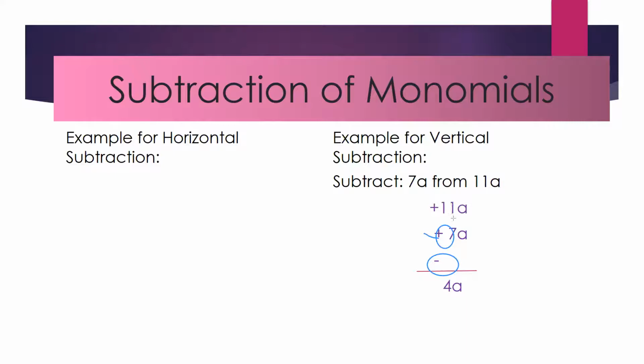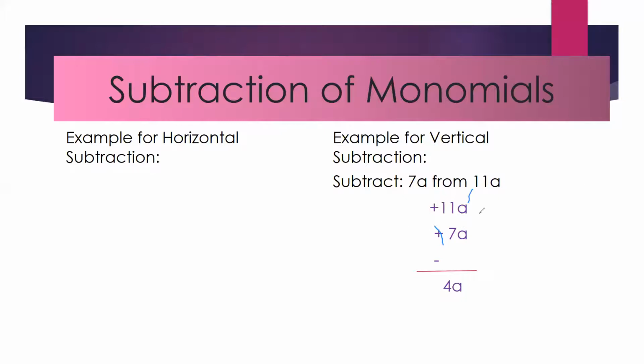In vertical subtraction, you have to change the sign of the second term. If it is plus, it becomes minus. If it is minus, it becomes plus. Clear? Again I'm repeating my words. After "from", that term is written first, so 11a is written first. Number two, the second term's sign is going to be changed. It is plus 7a, so it becomes minus 7a. Now solve it with me.